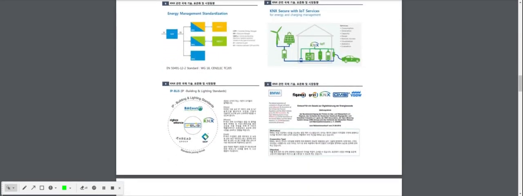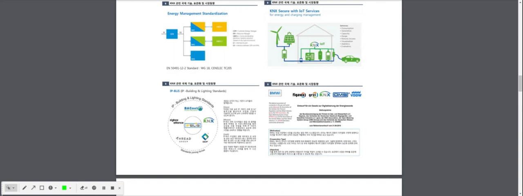Did you know that globally, energy management is a very hot issue? Saving energy and reducing energy use are both very important for energy management. Energy management standardization is also very popular, so I introduced the European energy management standard for them. In addition, I showed many different case studies with IoT, security, etc. KNX Secure with IoT service is especially important for them because they are very specialized and focused on energy and charging management or infrastructure such as smart grid, smart city, or other infrastructure energy management. There are many things related to energy management.